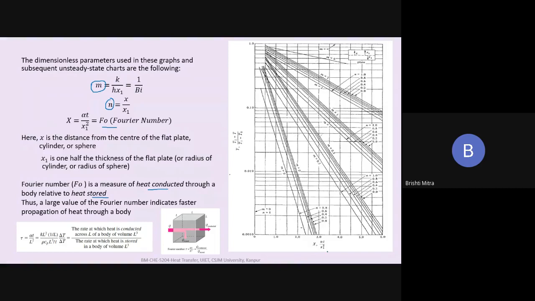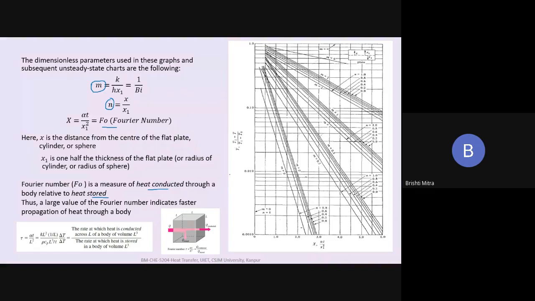Here we have the X value, that means the Fourier number. To calculate the Fourier number, what do we need? We need alpha, thermal diffusivity, the time after which we are doing the calculation, and x1 squared. That means half thickness of the plate or the radius of a sphere or the radius of the cylinder is what we need. Once we have that value, next we also need to know the value of M and N.